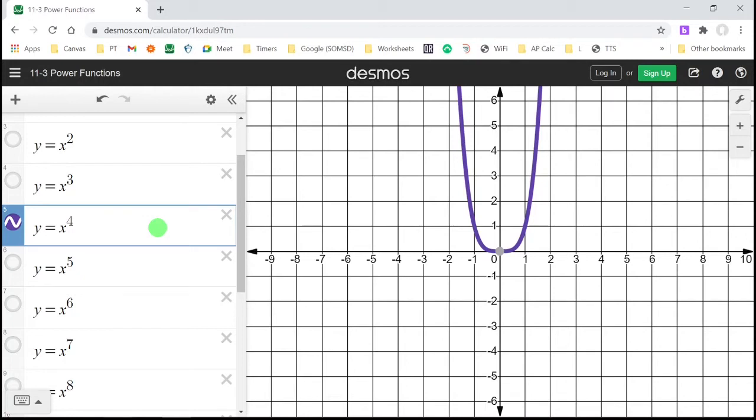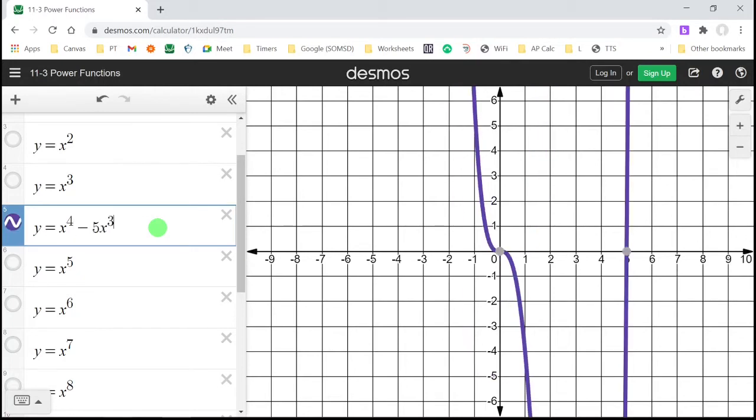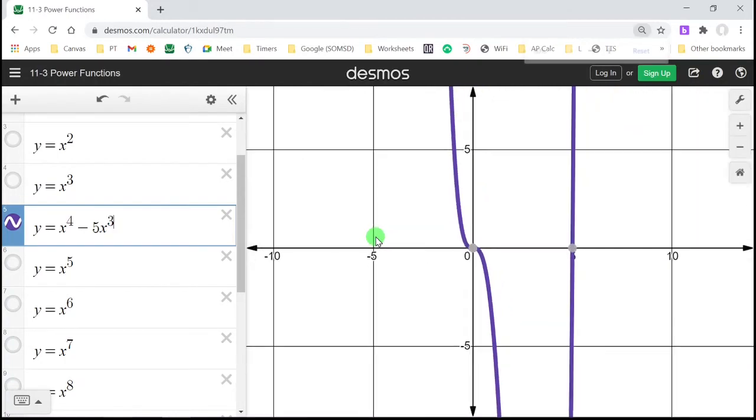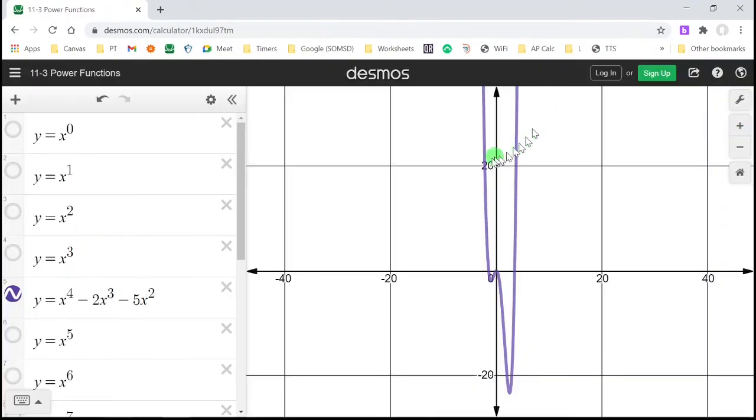But what if we add minus 5x to the 3rd? What does that do to the shape? Well, you notice it adds in more stuff. It adds in more curves. Let me zoom out a little bit. So you see what happened is when I added another term, it created more curves, but the end behavior is still up and up. That didn't change. So I can add more terms here. How about plus 2x?